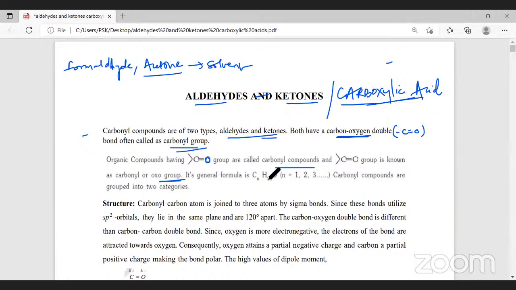Now, for alkanes, we know the general formula is CnH2n plus 2. Now, two hydrogen atoms are replaced by an oxygen. So that will be the general formula of an aldehyde or a ketone, CnH2nO, where n stands for the number of carbon atoms.